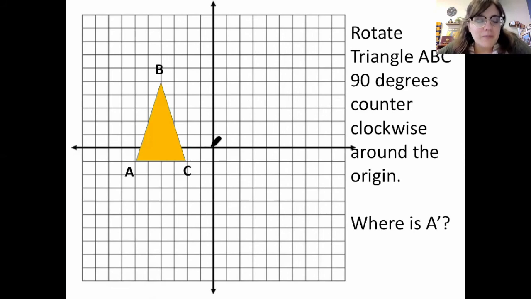All right, so instead of going down over 2, down 1, I'm going to go down 2, over 1. Ooh, okay, that one is C prime. Instead of going over 6, down 1, I'm going to go down 1, 2, 3, 4, 5, 6, over 1. Here is my A prime and B prime. Instead of going over 4, up 5, I'm going to go down 4, over 5. 1, 2, 3, 4, 5.